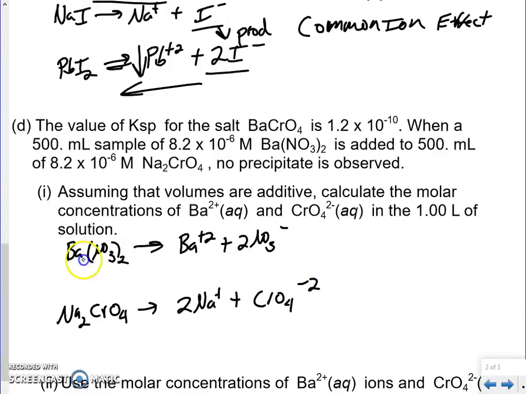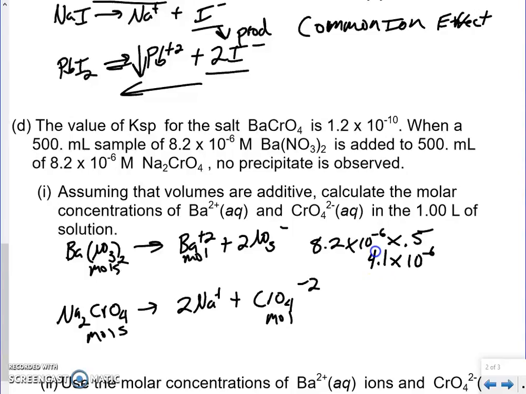Which means if we know the moles of this, we know the moles of the barium because it's a 1-to-1 ratio. Same with this. If we know the moles of this, we can find the moles of the chromate ion. So how do we do that? Moles per liter is our molarity, and we have our volume. So we have 500 milliliters of 8.2 times 10 to the negative 6 molar barium nitrate. How do we find the moles? We take our 8.2 times 10 to the negative 6 and multiply it by 0.5, and that should give us our moles of barium. What that's going to give us is 4.1 times 10 to the negative 6 moles.